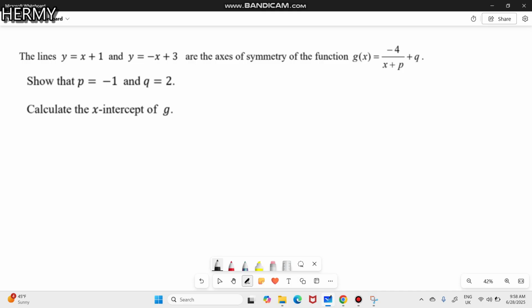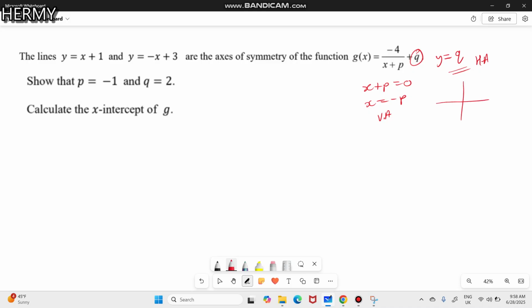And they told you that those are the axes of symmetry of this function. So if those are the axes of symmetry of the given function, remember x plus p must be equal to 0. So definitely x should be negative p to find what? The vertical asymptote. Remember, then q, which is y, is equal to what? Q, which is the horizontal asymptote.